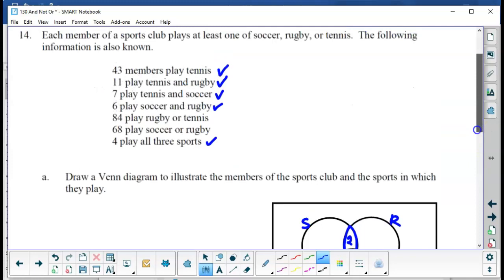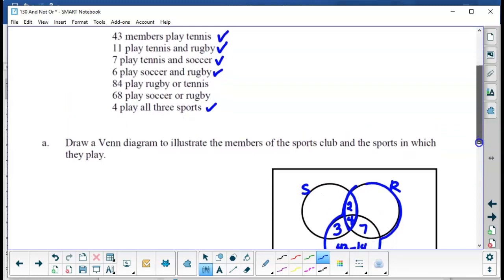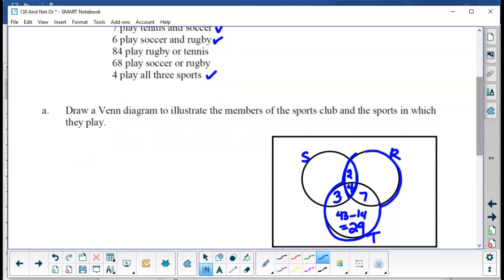We've got rugby or tennis is 84. So take a look. We have to have only one part missing in order to use the information. So rugby or tennis is everything in these 2 circles. And so the only part missing is this. So we can figure that out. So if you think about it, tennis only, or the whole tennis is 43. So that's this. Plus 2 is 45. And tennis or rugby, so this would be 84 minus 45. So that would be 39. Okay.